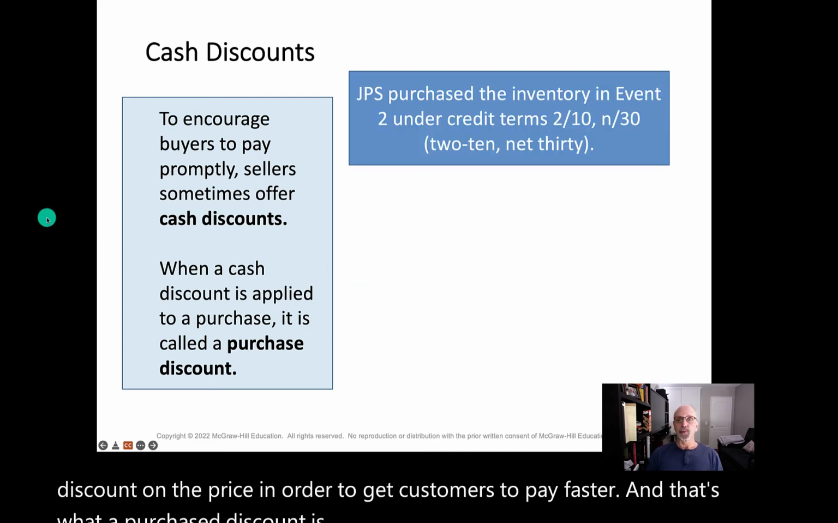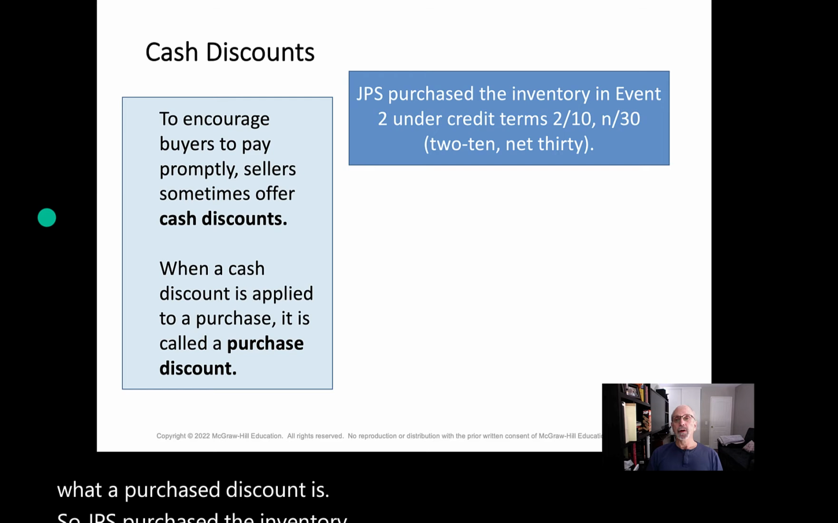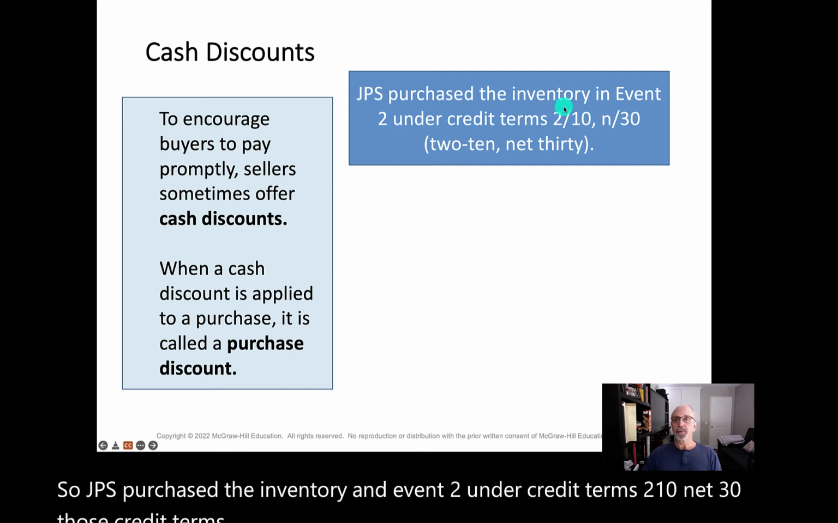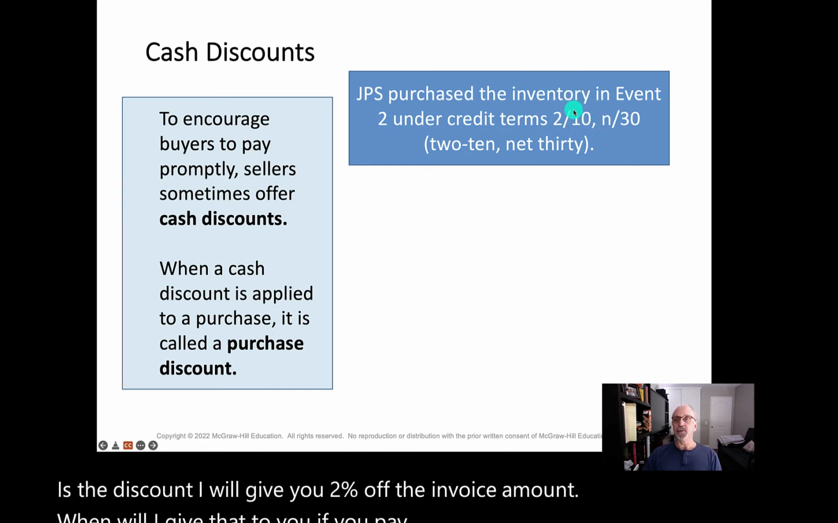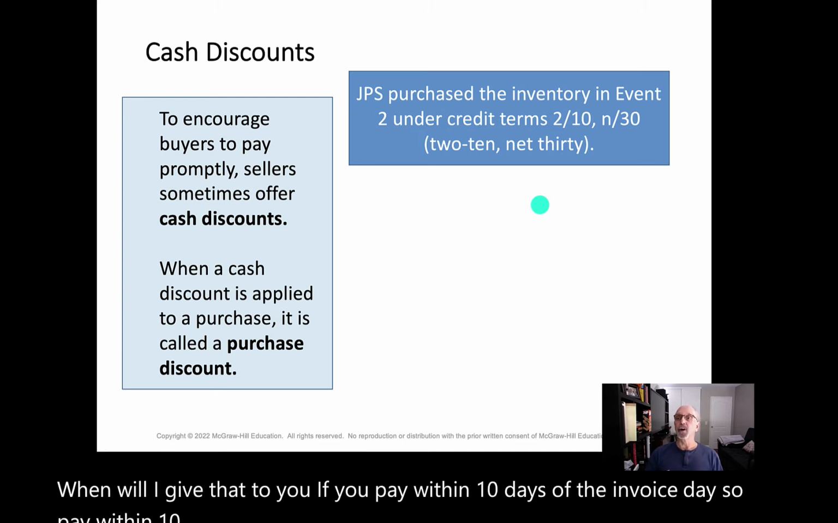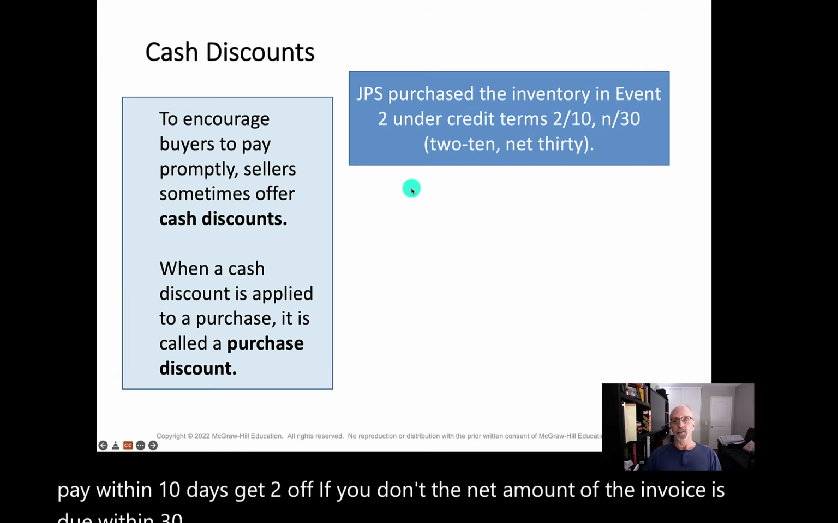So JPS purchased the inventory in event number 2 under credit terms 2/10 net 30. Those credit terms mean the following. The 2 is the discount. I will give you 2% off the invoice amount. When will I give that to you? Well, if you pay within 10 days of the invoice date. So pay within 10 days, get 2% off. If you don't, the net amount of the invoice is due within 30 days of the invoice date.